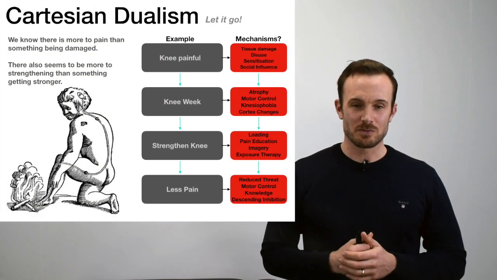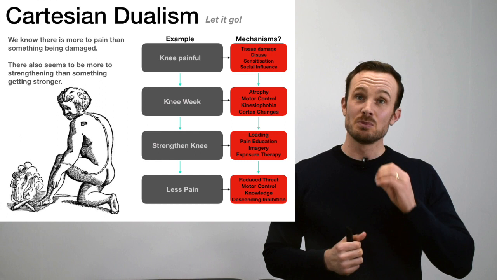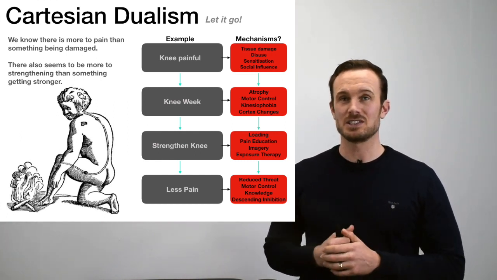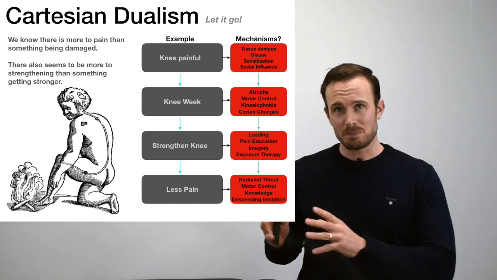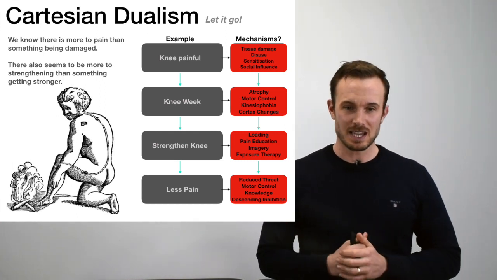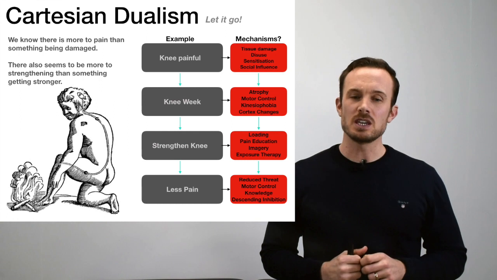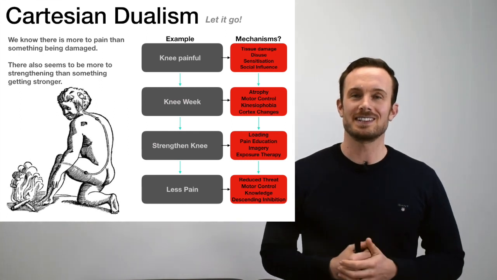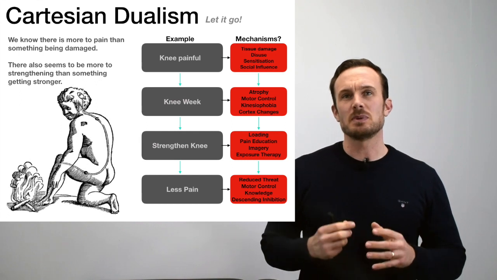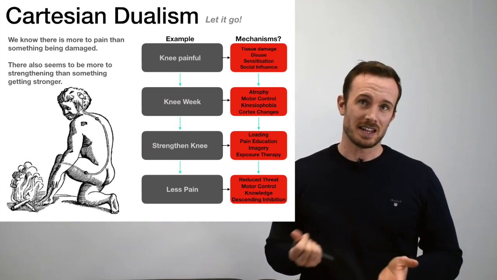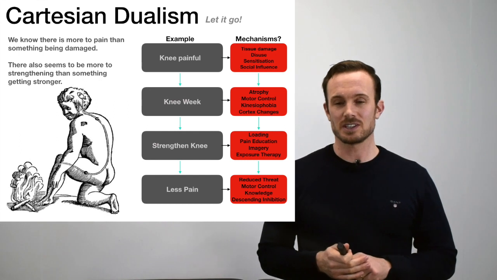So we now know from pain education that there's more to pain than something being damaged, and that tissue damage doesn't always equal pain, and that pain doesn't always mean that there's some tissue damage. But there also seems to be more to strengthening than muscles simply getting stronger, and there seems to be more to rehabilitation than improving the strength of tissues as well.